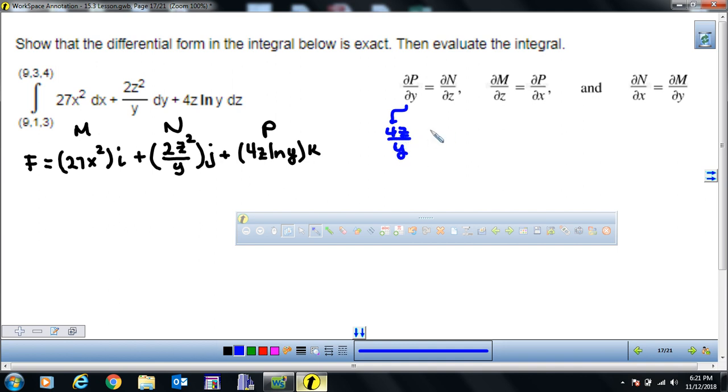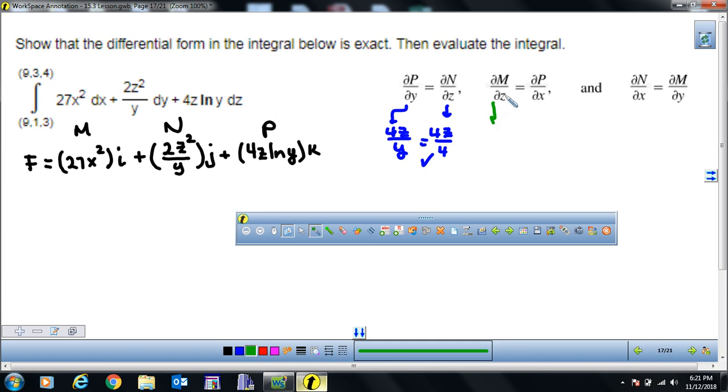Okay. Now the derivative of the middle component with respect to z would be 2 times 2z, which is 4z over y. So it gave us exactly the same thing. So that one, so far, the conditions of a conservative field are met.